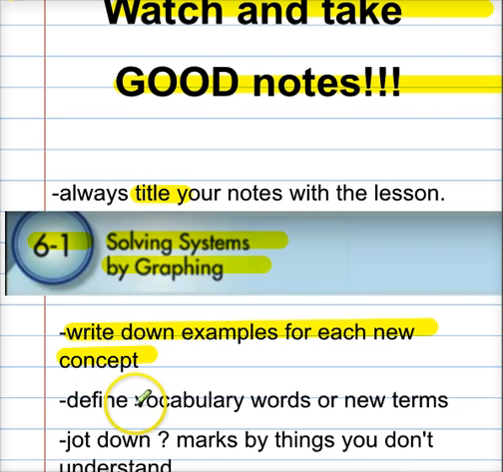Any new vocab words we learn, you want to define those words, or new terms. Anything you think is important, you want to write down in a nice, orderly fashion. I also tell students to jot down question marks by things you don't understand, so when you come to class, you remember what you wanted to ask me about.